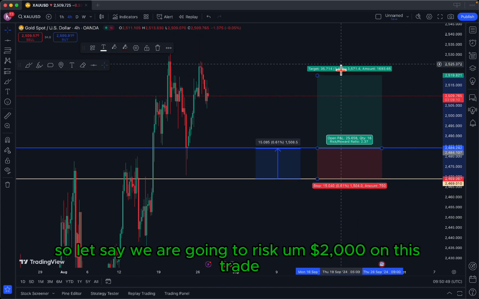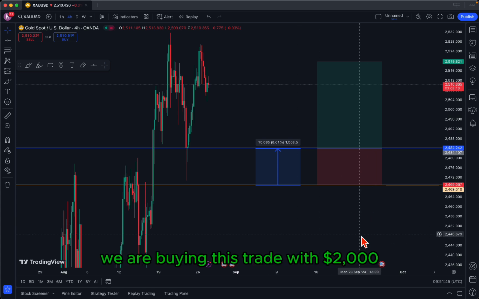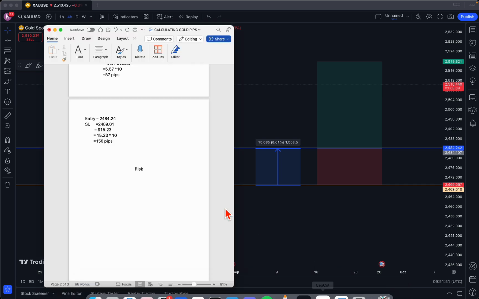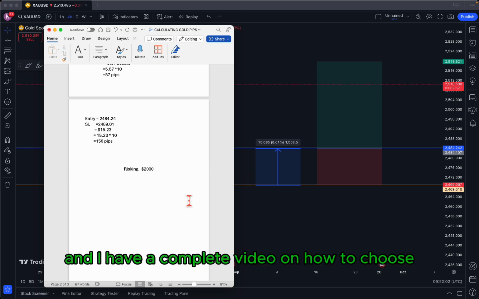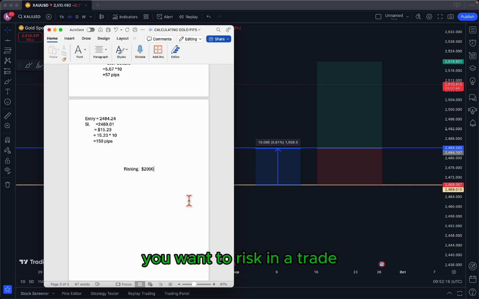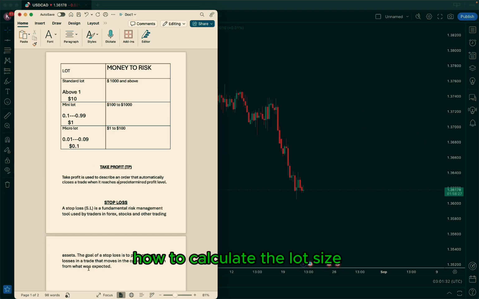Okay, so let's say you're going to risk $2,000 on this trade. We are buying this trade with $2,000, so that means we are risking $2,000 on this particular trade. And I have a complete video on how to choose the right lot size for the trade, or which lot size is considered for any amount you want to risk in a trade. So you go back to the videos and watch it so that you understand this video, how to calculate the lot size.